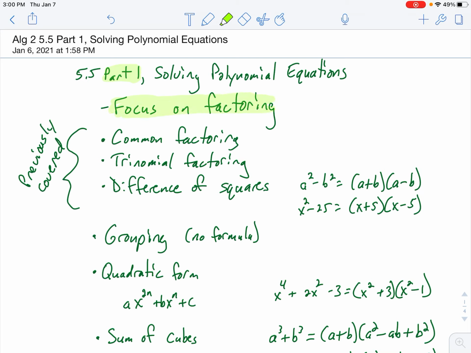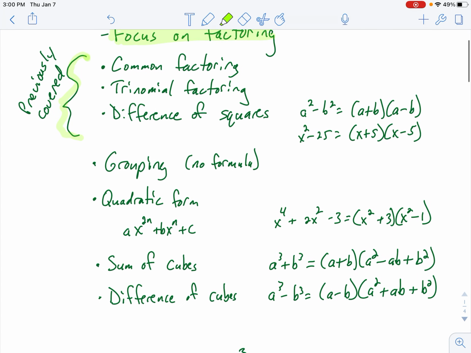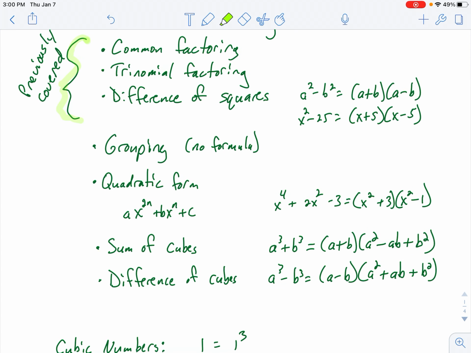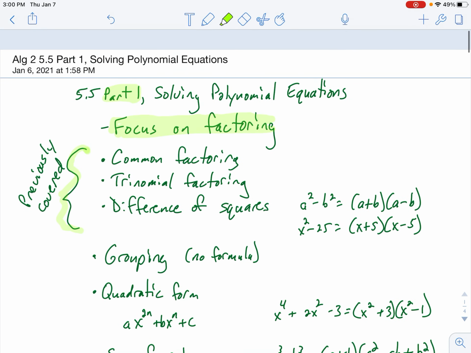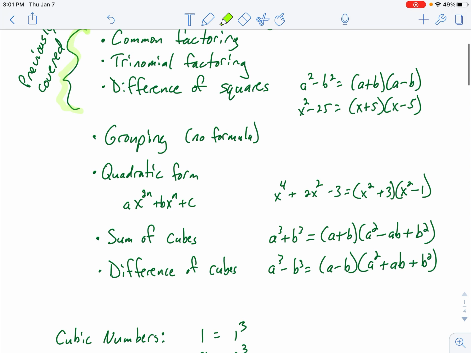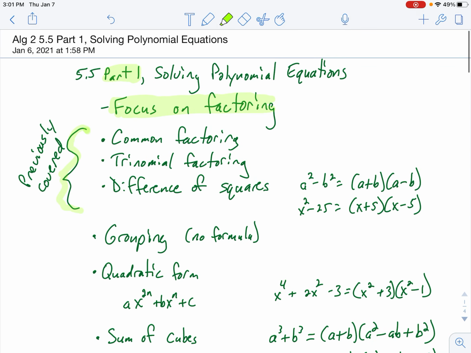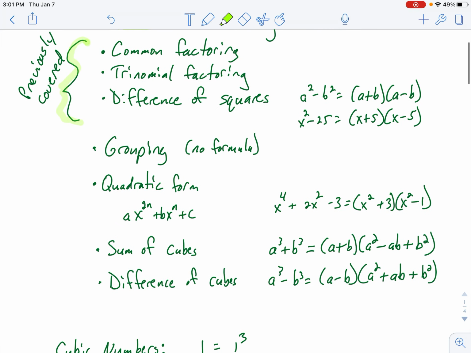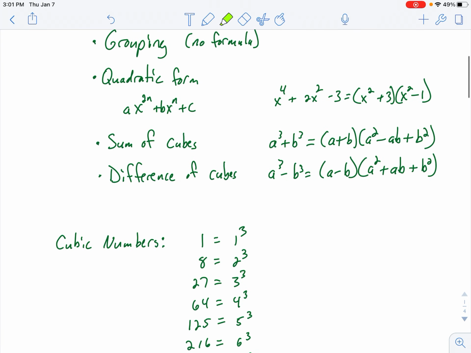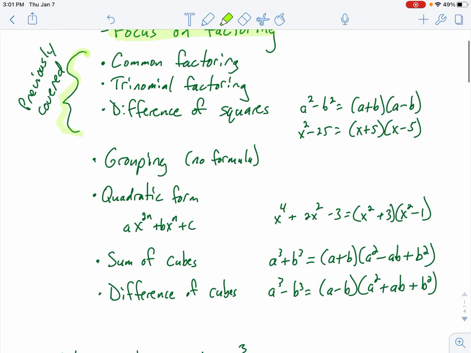And before break, we did review a bit of factoring that's contained here: common factoring, trinomial factoring, difference of squares. But there are other types of factoring we need to learn called grouping, quadratic form, sum of cubes, difference of cubes. So I'm going to focus on the factoring part today, and then in the next lesson we will get into the actual solving part of the equations. If I try to do it all in one day, it would just be an hour-long video and you would probably be pretty miserable. So, as I go through this, I'm going to assume you know the common factoring, trinomial factoring, and difference of squares because that has been covered.